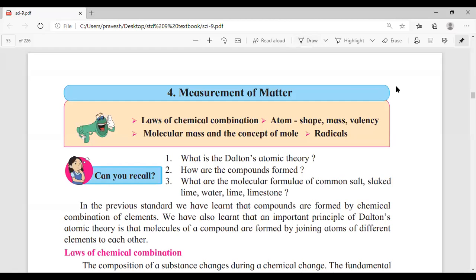So let's start with chapter number 4 of standard 9, measurement of matter. This chapter is divided into 4 parts: the law of chemical combination, atomic size, mass and valency, molecular mass, and the concept of mole and radicals. So chapter number 4, measurement of matter.